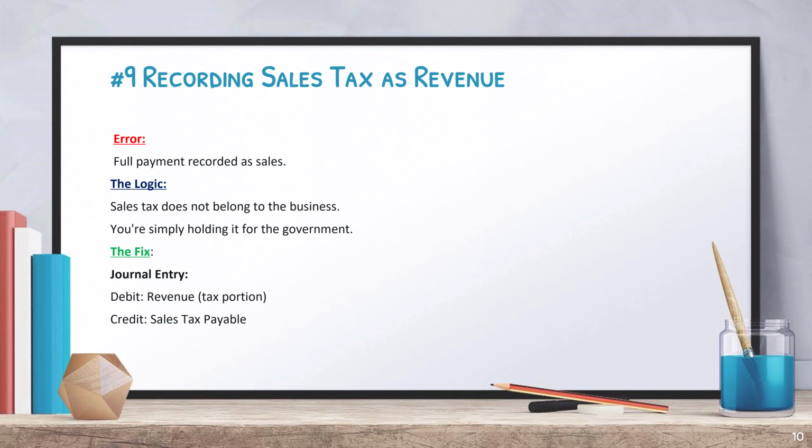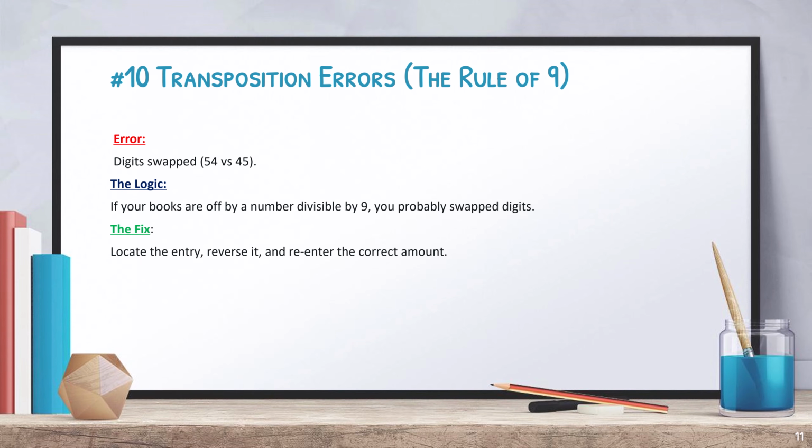Number 9, recording sales tax as revenue. This mistake inflates revenue. The logic: sales tax does not belong to the business. You're simply holding it for the government. The fix: enter the journal entry below. That moves the tax into a liability account.